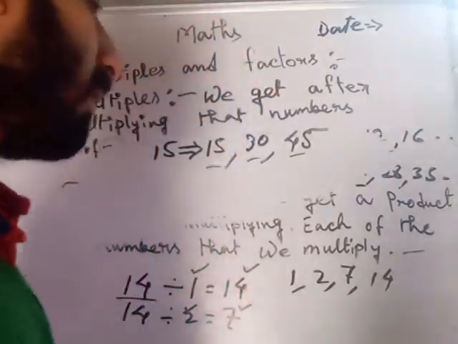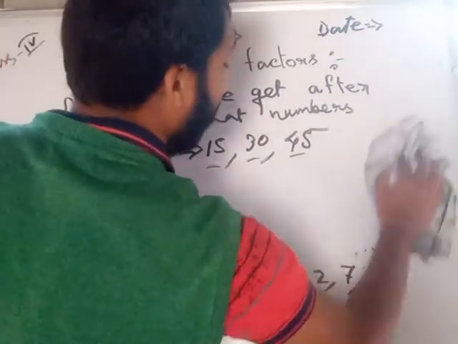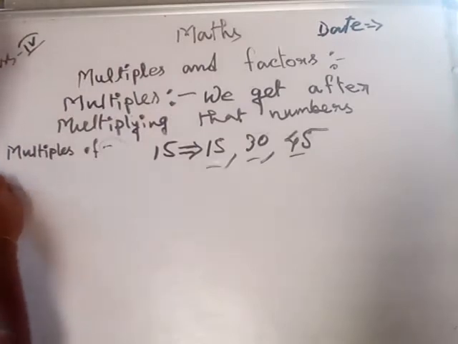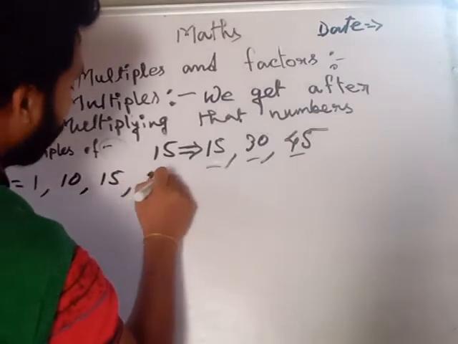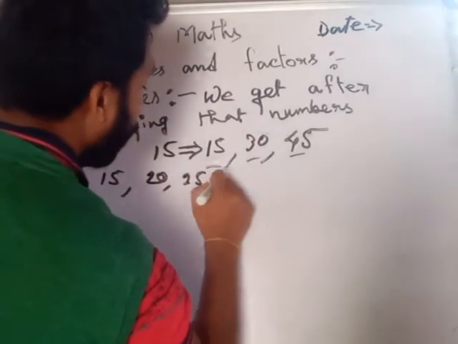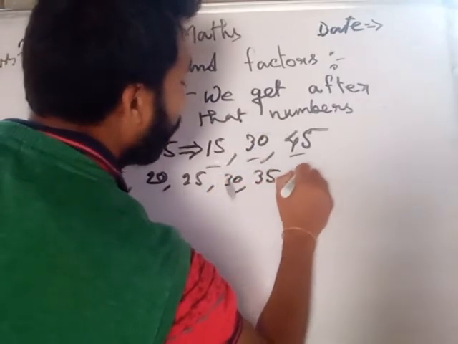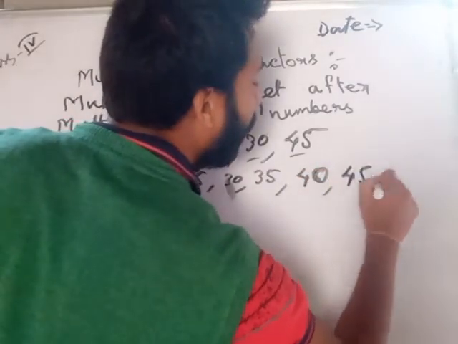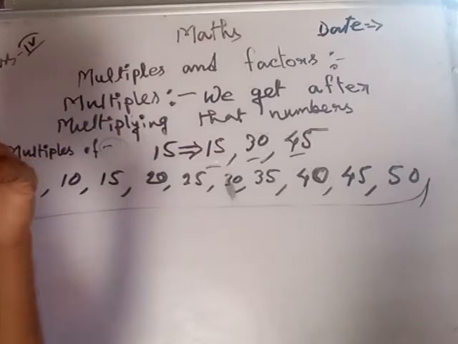Number 2, write the first 10 multiples of the following. Suppose it is 5. 5 ones are 5, 5 twos are 10, 5 threes are 15, 5 fours are 20, 5 fives are 25, 5 sixes are 30, 5 sevens are 35, 5 eights are 40, 5 nines are 45, and 5 tens are 50. So these are the first 10 multiples of 5. After that we should go to the next.